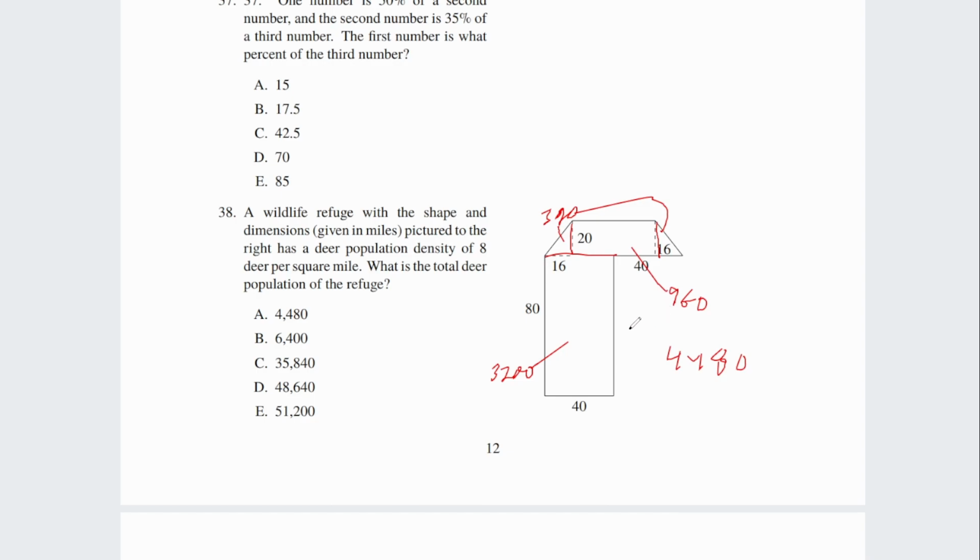4480. And look, this is an answer choice, but be careful. But be really careful, because the answer is not 4480, because we have 8 deer per square mile. And here's how many square miles of wildlife refuge we have, but we actually need to multiply this all by 8, which is 35,840, which is answer choice C. So be careful, do all of the steps. You have to make sure that you do all of the steps on this sort of problem.